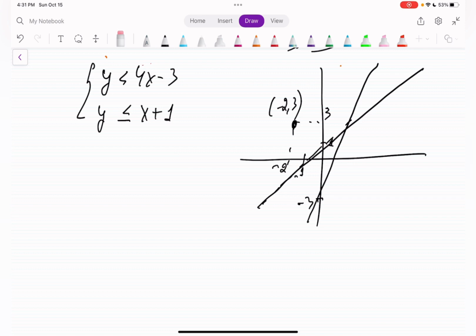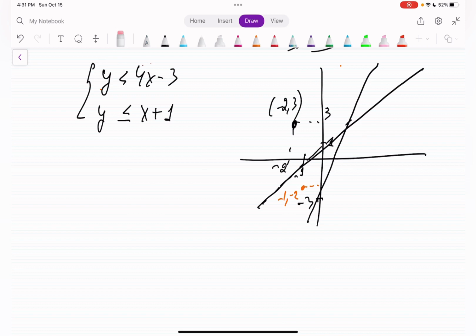Now I'm taking this area. Let's say I'm taking right here, this point. X is -1 and y is, let's say, -2. So 4 times -1 is -4, and -4 minus 3 is -7. So -2 cannot be less than -7, which means this area also is going to be dropped. It's not going to be the answer.